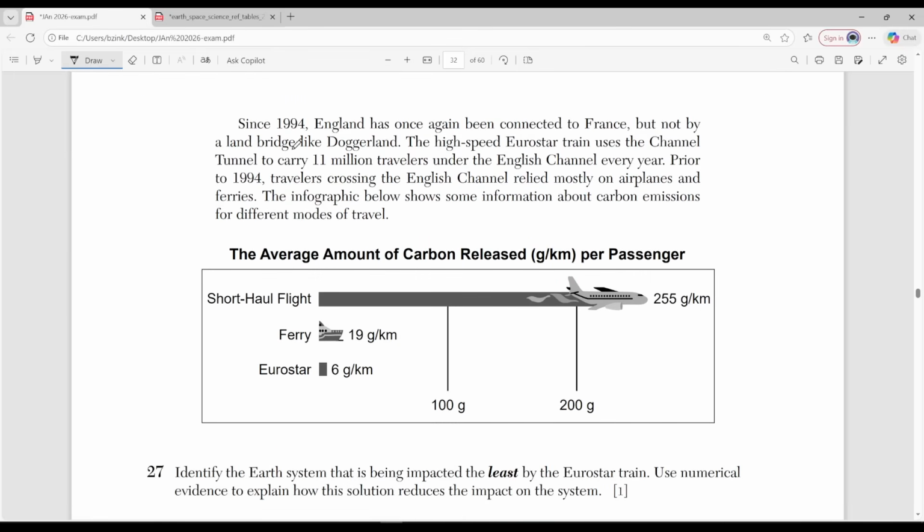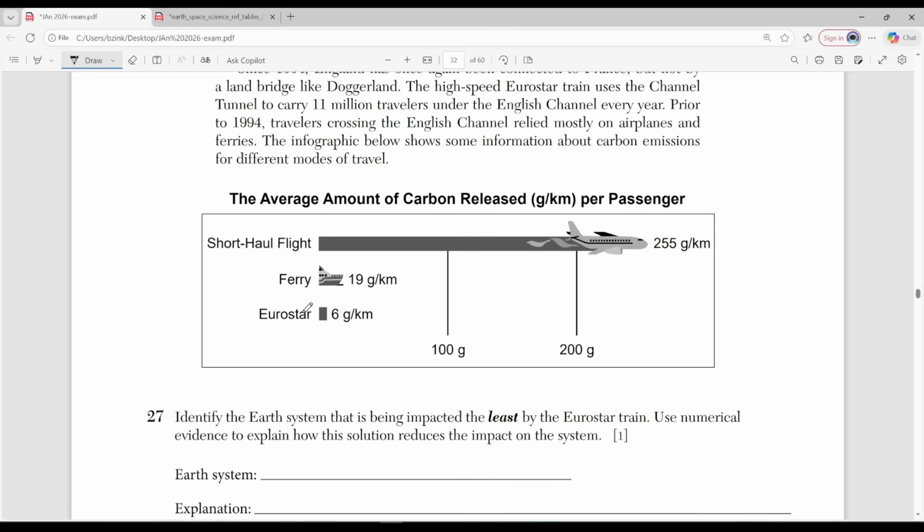Okay, since 1994, we're still in Doggerland. A high-speed Eurostar train uses the Channel Tunnel to carry 11 million travelers under the channel every year, so they got an underwater tunnel there. Prior to that, they relied mostly on airplanes and ferries. And then they're basically showing, look, this is so much cleaner energy than this one.